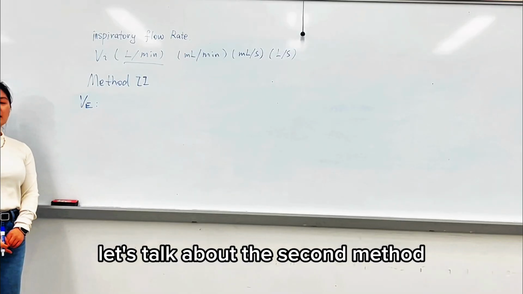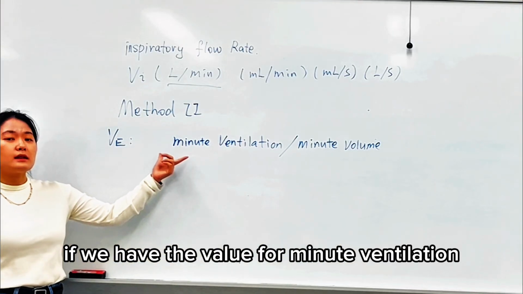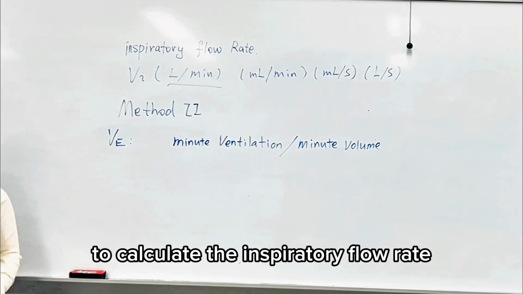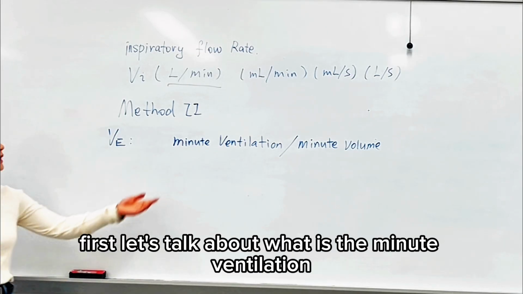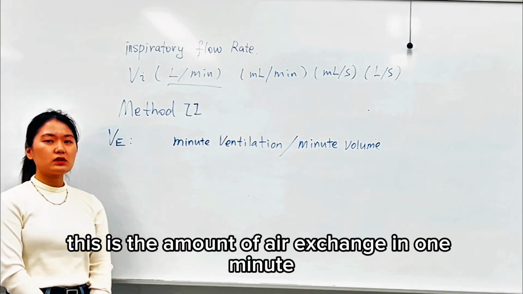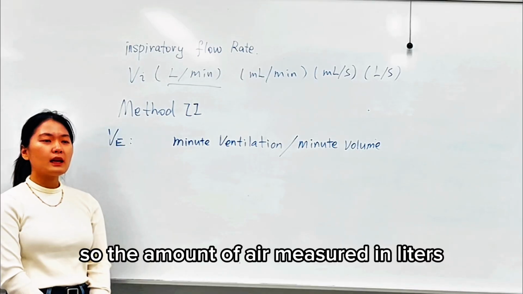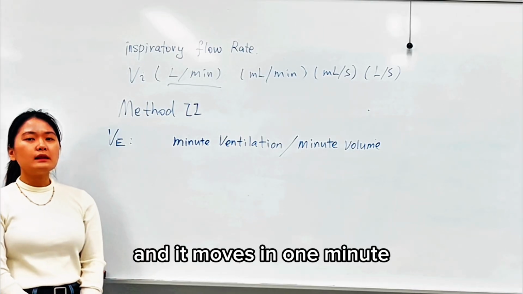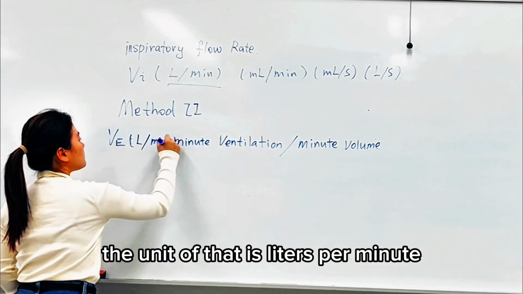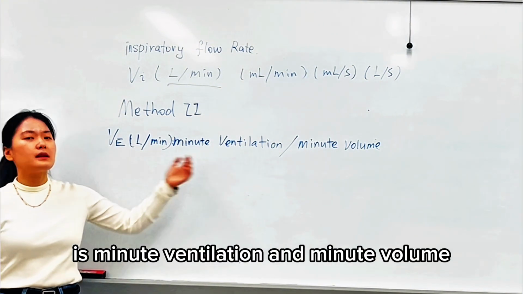Let's talk about the second method. This is for estimation. If we have the value for minute ventilation or minute volume, we can base on that to calculate the inspiratory flow rate. First, let's talk about what minute ventilation is. This is the amount of air exchanged in 1 minute. The amount of air is measured in liters, and it moves in 1 minute, so that's per minute. The unit of that is liters per minute.